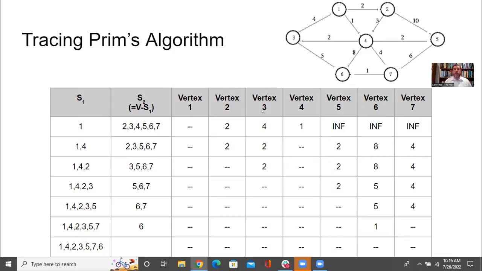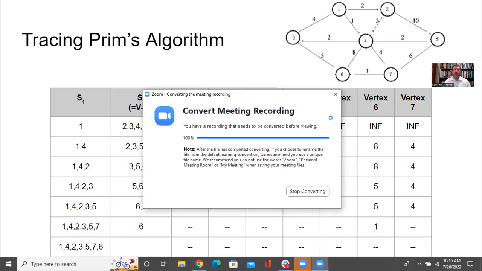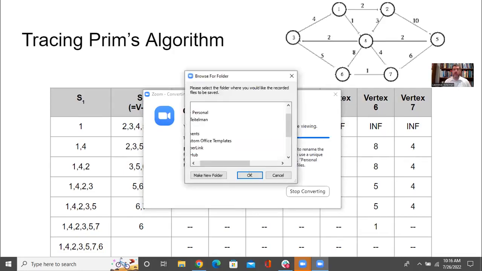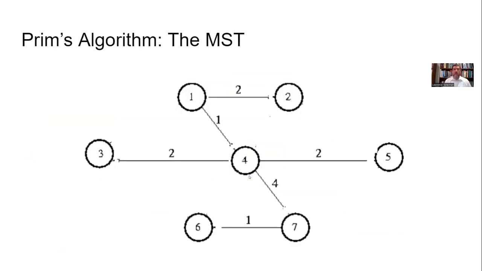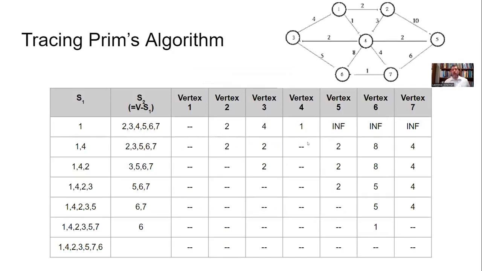Okay, so which one of these is going to be chosen when I need to pick the min? Which of these is the smallest? Vertex 4. That's correct. So I'm putting a little line there to indicate that it has now been visited and I need to update. So let's just look at which ones.